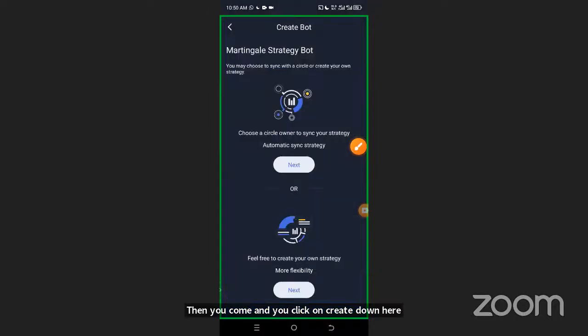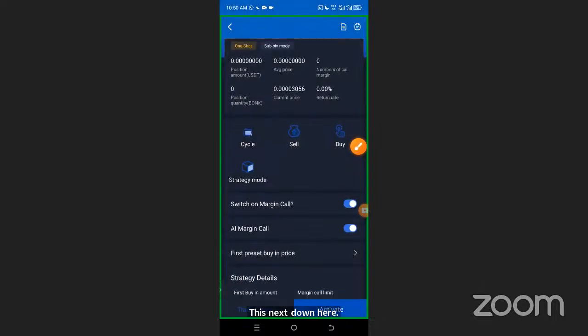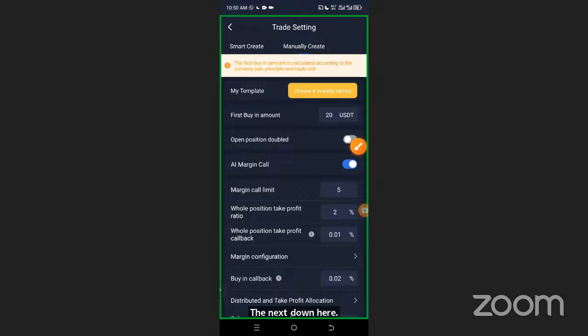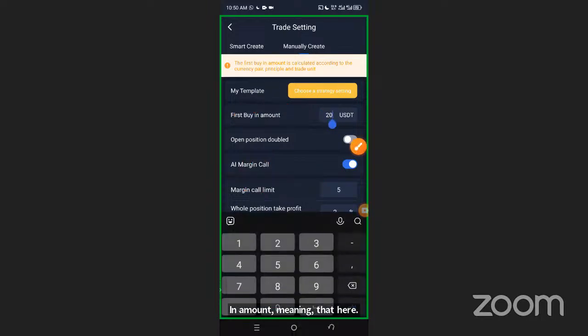Click on create. Come to this next down here. Then come to trade setting. This is what we call first buy in amount. Let's say you are trading using $100. We said divide by 5. 5 is the first buy in amount, meaning that here you are going to put 5.